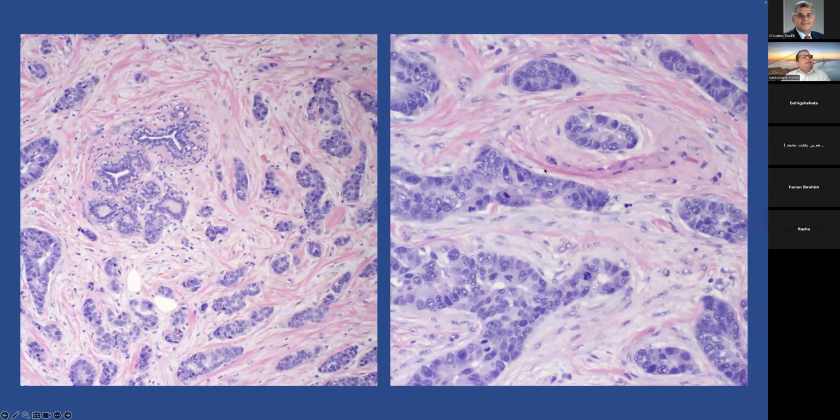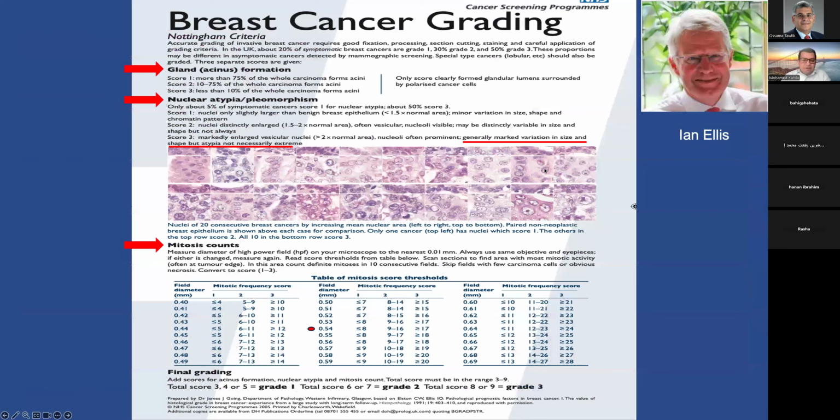So this case represents invasive ductal NOS, and the most important thing we talk about once we make this diagnosis is the histologic grading. Now we use the Nottingham scoring system, which is a modification of the Bloom-Richardson grading system. This grading system depends on the quantification of the tubule formation, the nuclear polymorphism, and the mitotic count.